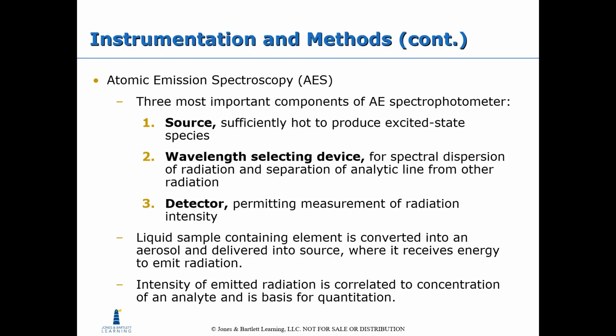Atomic emission spectroscopy. Three most important components of an AE spectrophotometer: the source, sufficiently hot to produce excited state species; wavelength selecting device for spectral dispersion of radiation and separation of analytical line from other radiation; detector, permitting measurement of radiation intensity. Liquid sample containing element is converted into an aerosol and delivered into the source where it receives energy to emit radiation. Intensity of emitted radiation is correlated to concentration of an analyte and is the basis for quantitation.